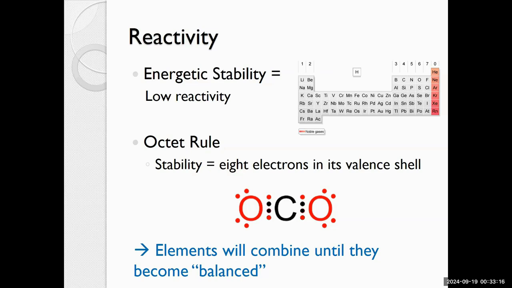The octet rule states that if there are 8 electrons in the outermost shell, then this element is stable, and that elements will combine and participate in reactions seeking that final 8th electron, where they would find themselves balanced, stable, and no longer reactive.